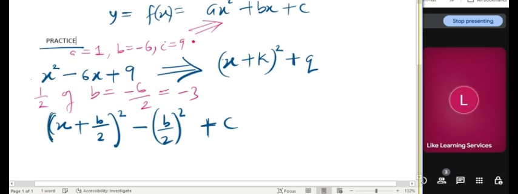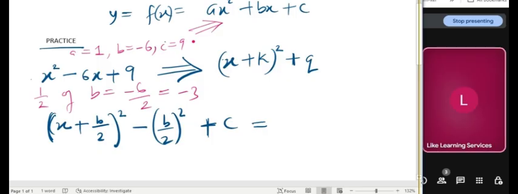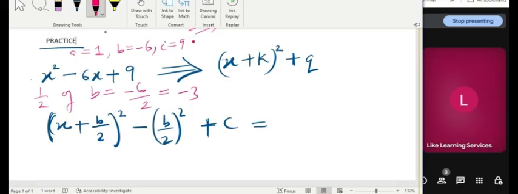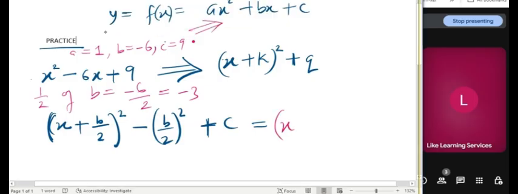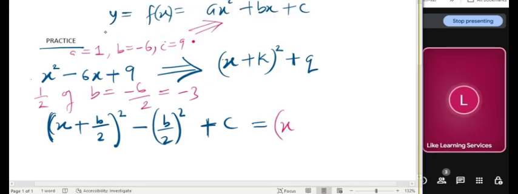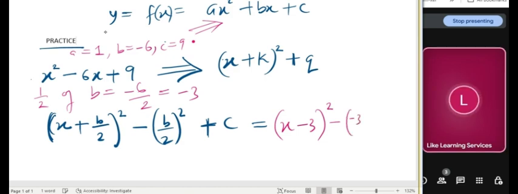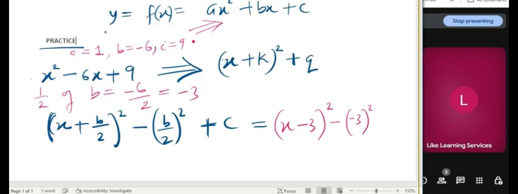Can we apply it there? So this will be equal to just substitution. Let's substitute. Bracket x minus 3, because b over 2 is minus 6 over 2, so plus b over 2 would now be minus 3. Close the bracket, all squared. Then minus minus 3 squared, that's minus 3 squared, then plus 9.